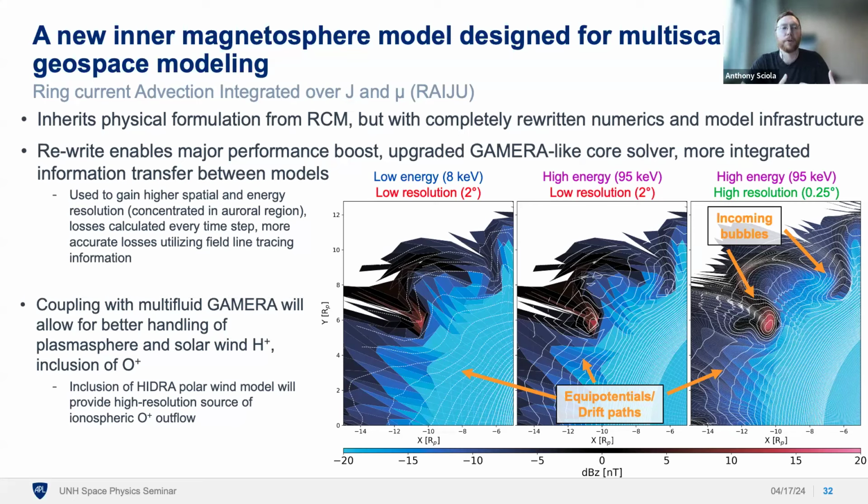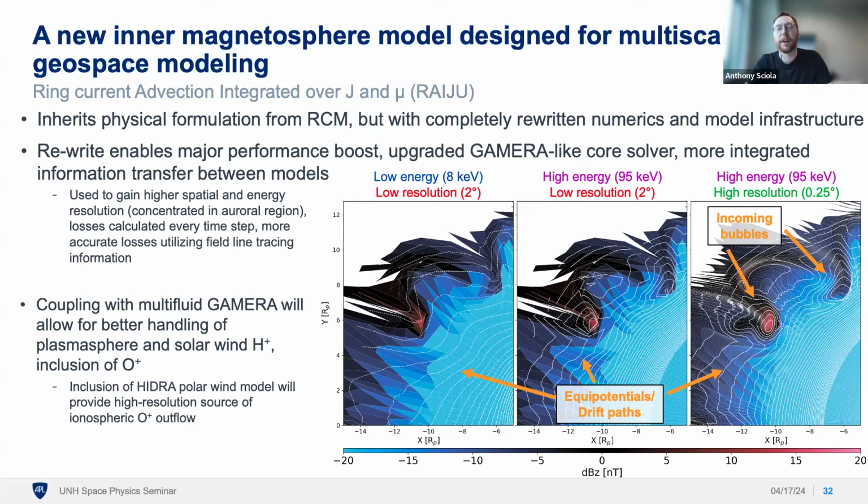And we'll be able to do things like utilize the full field tracing information to improve our calculation of losses as well in the model. Also, we're simultaneously working on developing multi-fluid capabilities for Chimera. And so this, with coupling with RIJU, will allow for better handling of plasmasphere and solar wind H+ as two distinct species instead of one, as well as let us include O+.